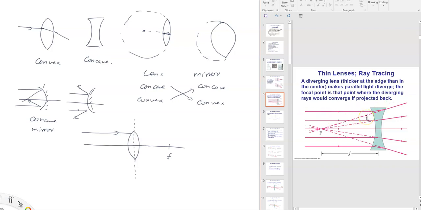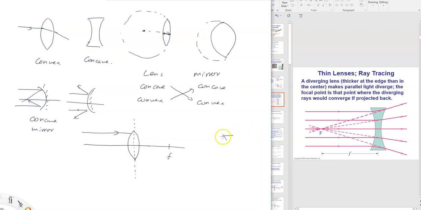So here we have a diverging lens, a concave lens. One with just one type of ray diagram. So this is the lens, principal axis. Light comes in parallel and diverges, appearing to come from a point over here. It comes in and diverges, appearing to come from this point. This is the focal point. The distance is the focal length. This is a negative focal length, right?